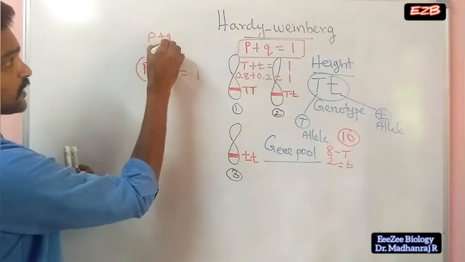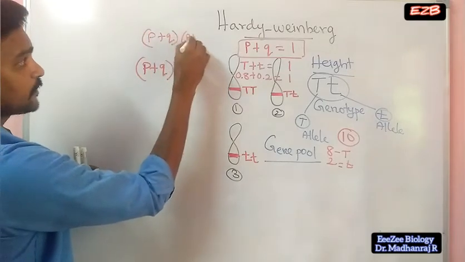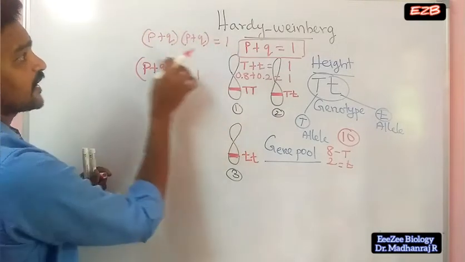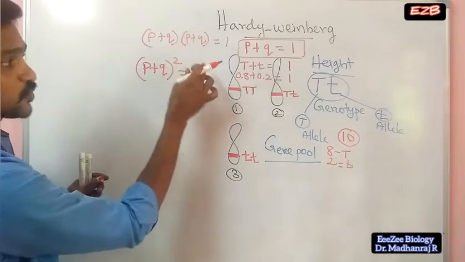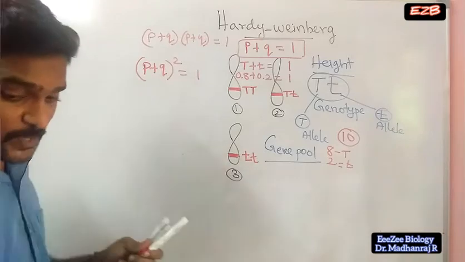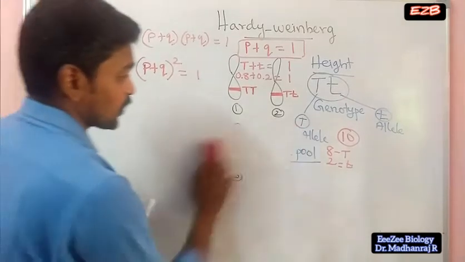So p plus q equal to 1, right? This is for one allele, this is for another allele, the combination. So (p plus q) the whole square. Now we can apply the formula (a plus b) the whole square, right? That formula we can apply.